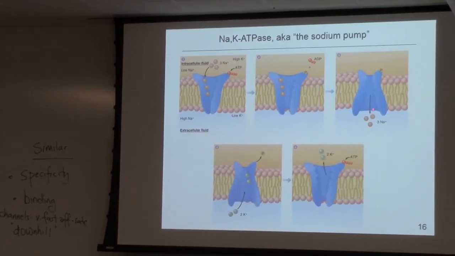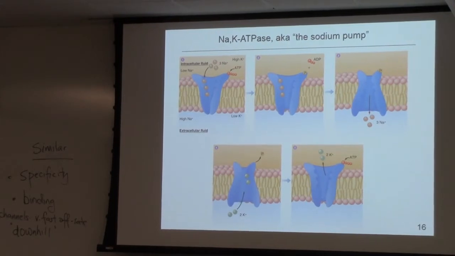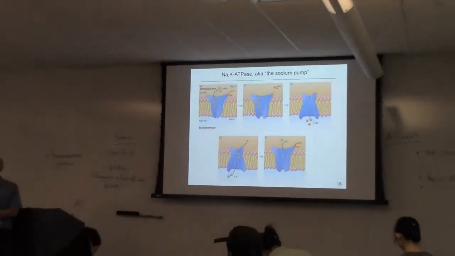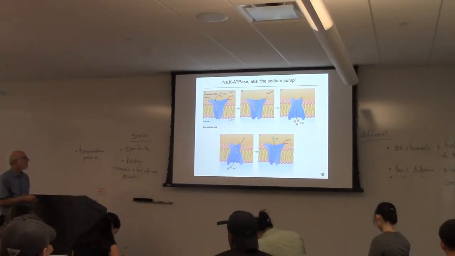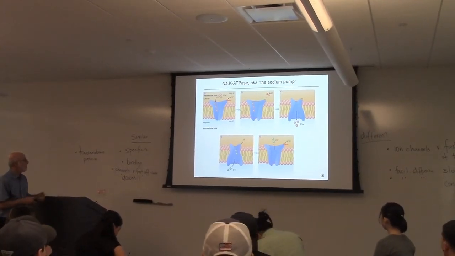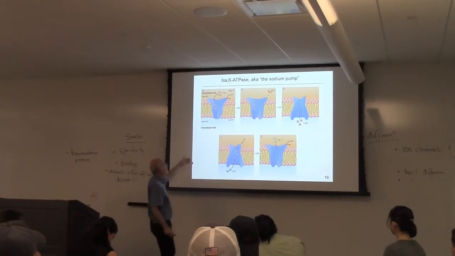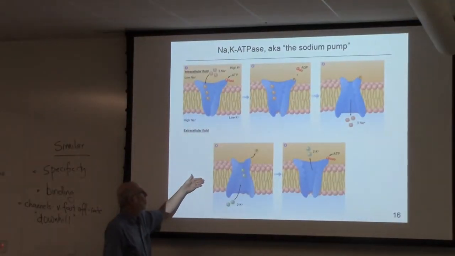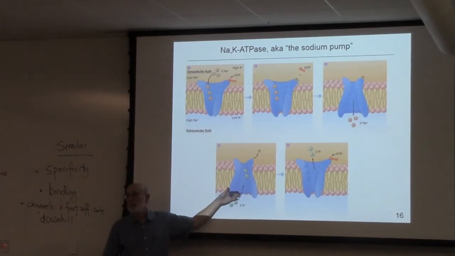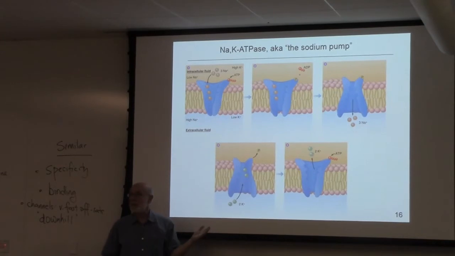What does this arrow represent? There's 2 things that this arrow represents. Unbinding and diffusion. Good. So sodium has just moved from inside to outside. And ATP was hydrolyzed. Okay, so there's an arrow that goes from here to here. So what does this arrow represent? It's right here. Diffusion and binding of potassium.